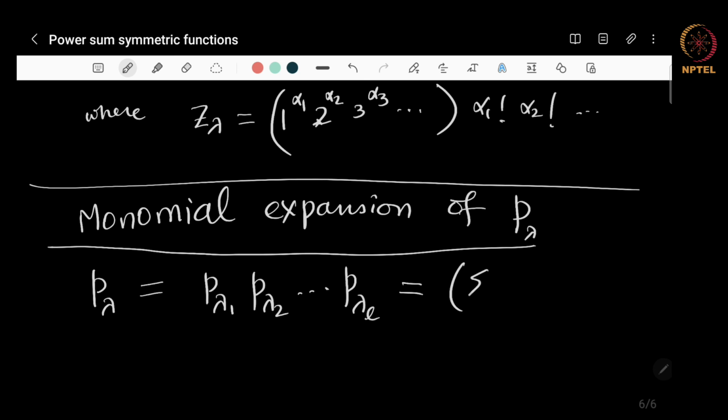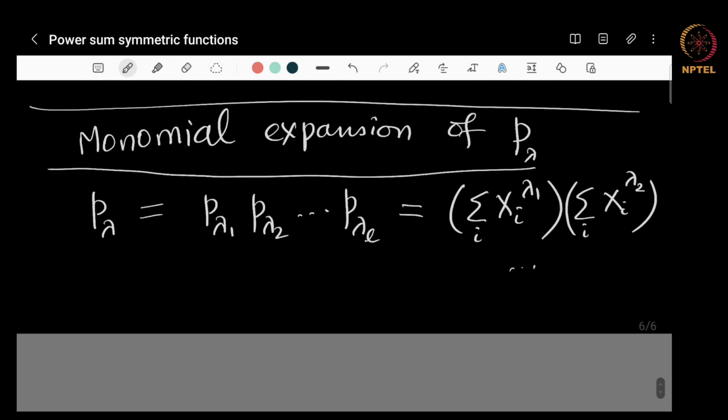And p lambda 1 is the summation of the lambda 1th powers of the variables, xi power lambda 1. The next is the sum of xi power lambda 2, and so on. So that's what this product becomes. Each term itself is very simple, just the lambda 1th powers, lambda 2th powers, and so on.